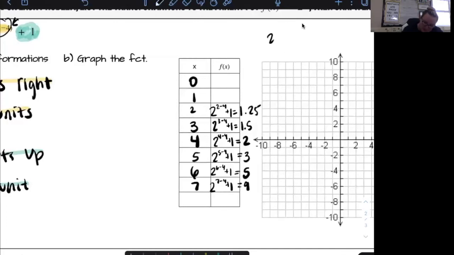Okay. 2 to the first minus 4 plus 1 would be 2 to the -3, which is 1 over 2 cubed. So 1 over 8 plus 1 would be, oh my gosh, what's an 8?